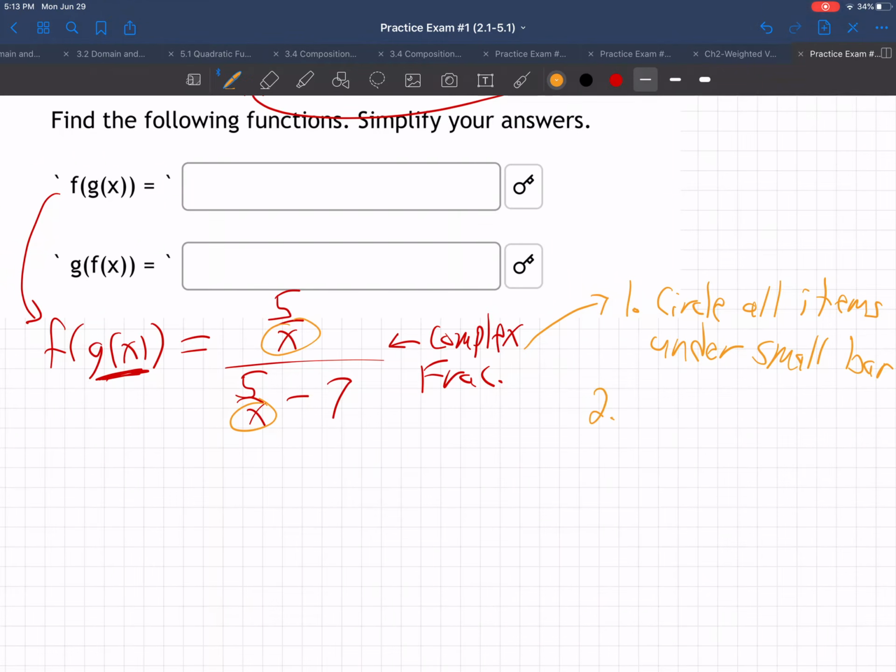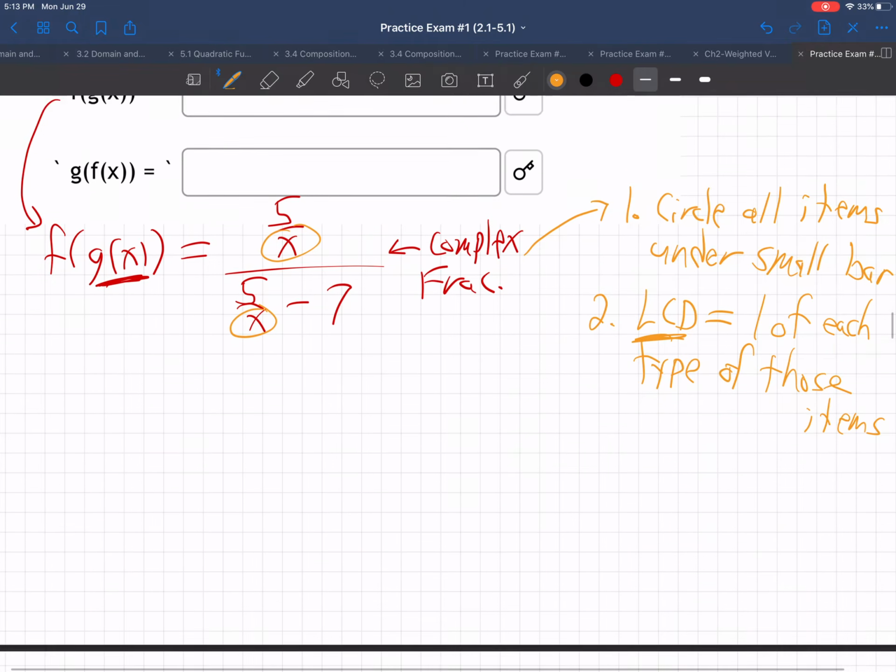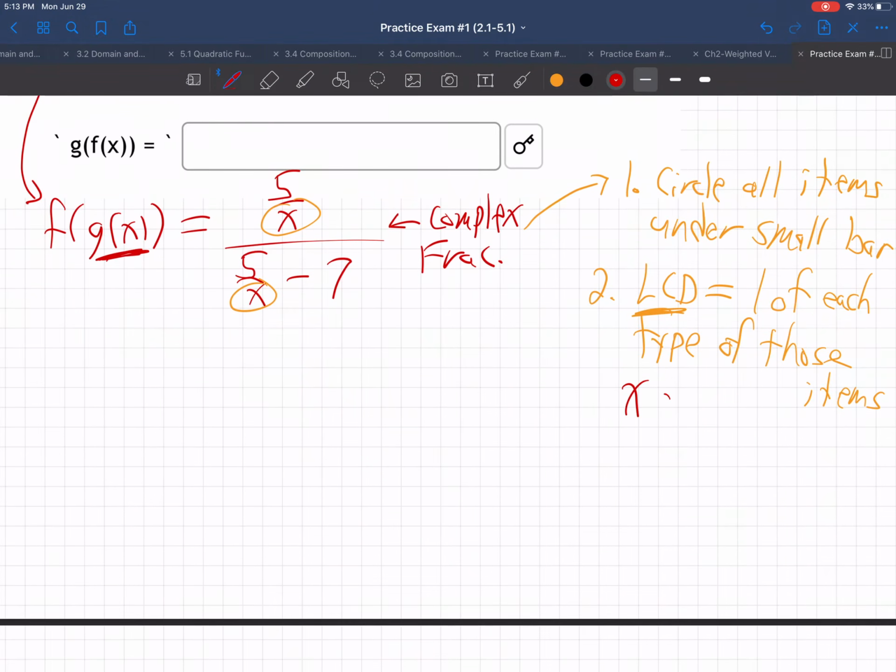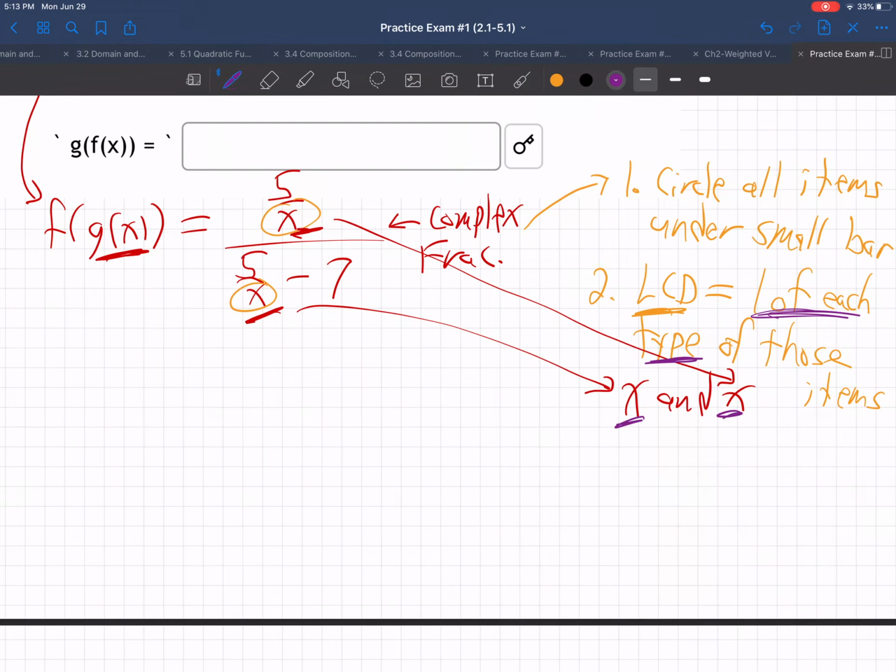Number two, the LCD equals one of each type of those items. So it's a common denominator, LCD, least common denominator. And how do you find the least common denominator? So I have x and x, that's what's circled here and circled there. But notice these are important words here that you catch: one of each type. So I have x and x, so the LCD is just going to be x, one of them.